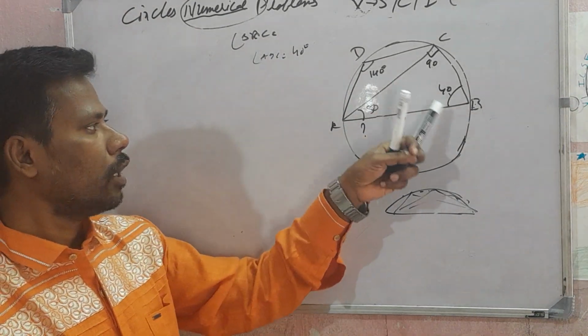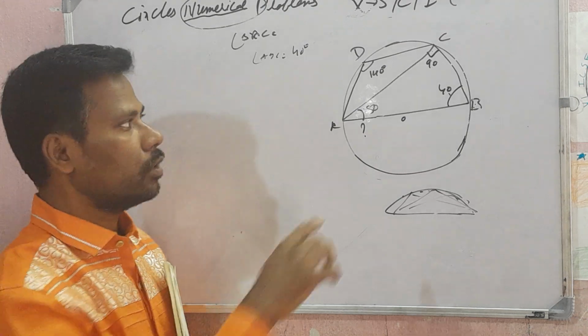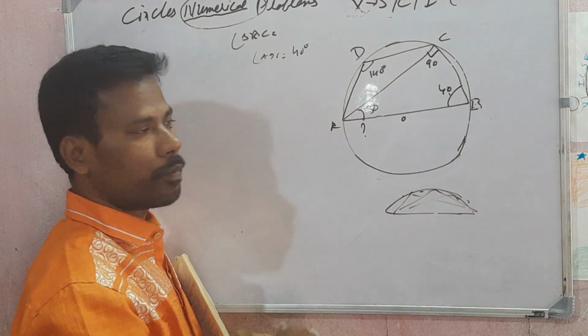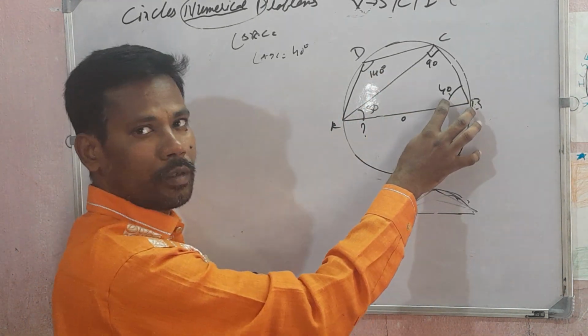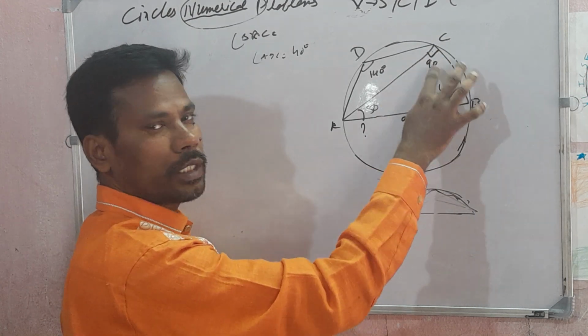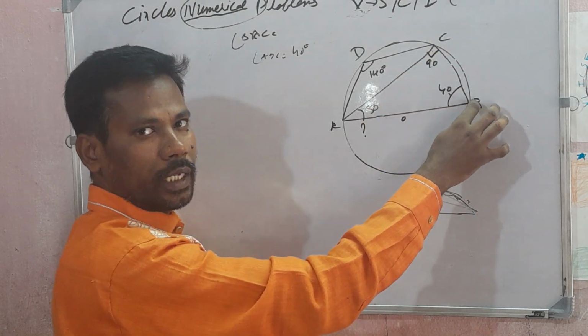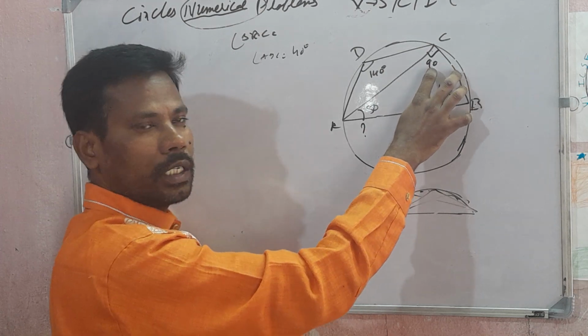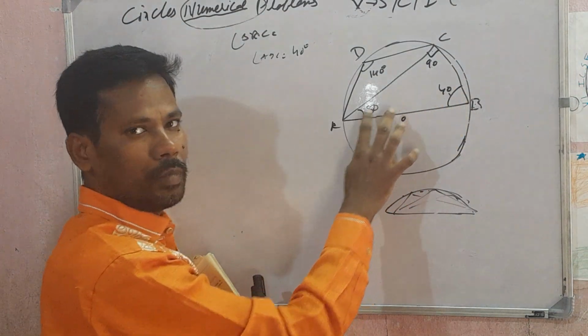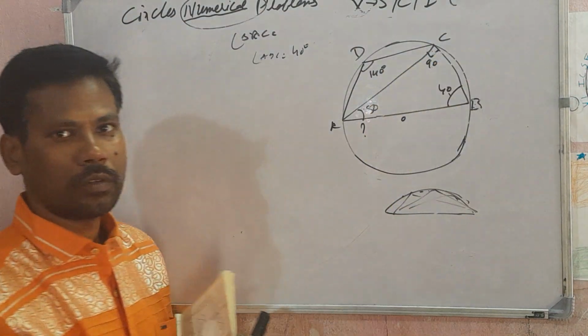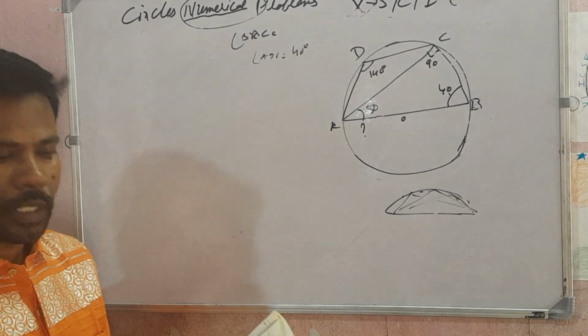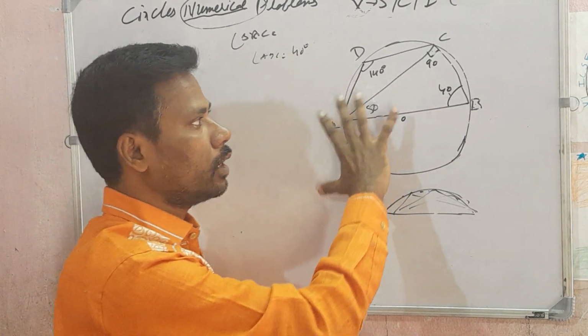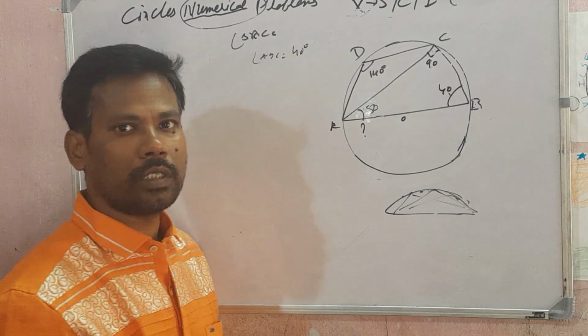I applied cyclic quadrilateral: opposite angles of a cyclic quadrilateral are supplementary. This is 140, so this will be 40. Next, angle in the semicircle. You write down angle ACB is 90 degrees, so angle in the semicircle is 90. If this is 90, and already 40, that means this should be 50. Sum of the angles of a triangle. Very simple. Please try to do it by yourself. Since you are in 10th, I am not writing steps. You write down by yourself.